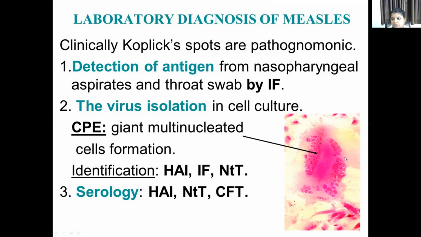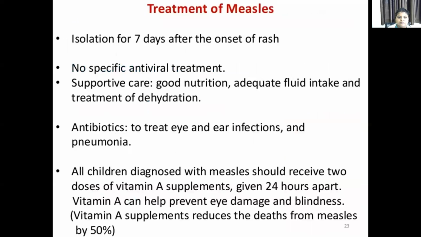This is the picture showing the multinucleated giant cell. Other tests that are available are hemagglutination inhibition, immunofluorescence, and neutralization tests. By using serological tests, the paired serum sample is the most specific and sensitive. If there is any rise in the titer of the antibodies, the person has measles infection.